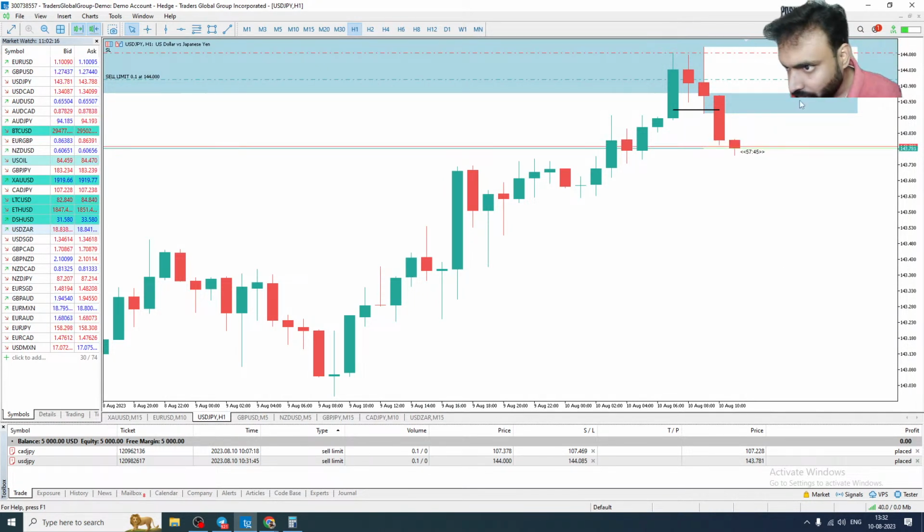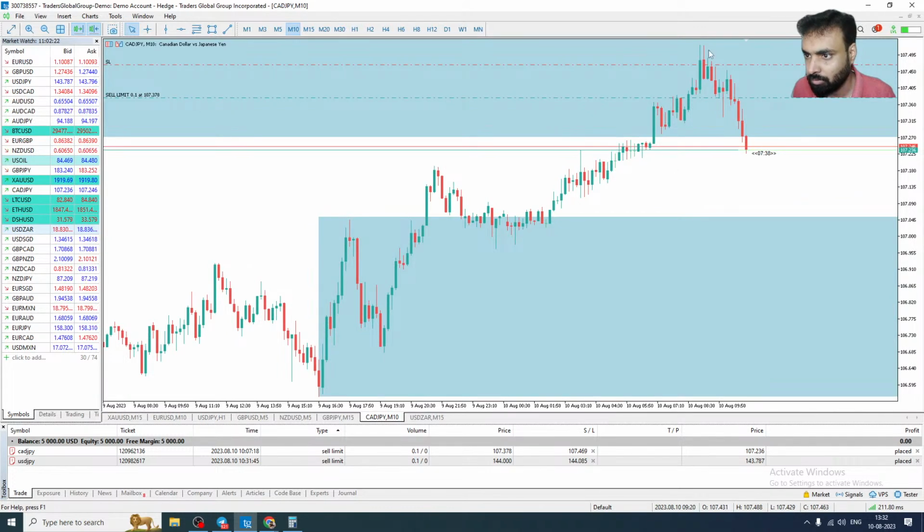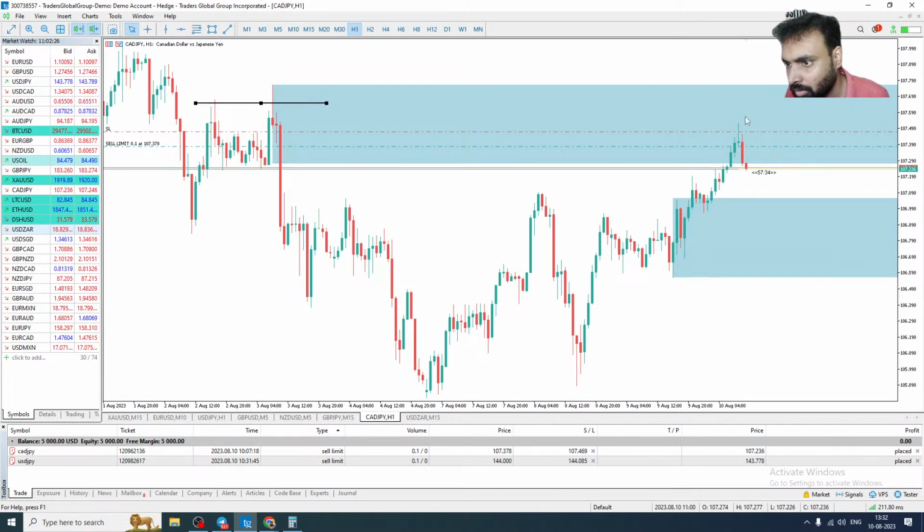And we took 50% here in the GBP JPY, USD JPY, but here we have taken the full. We have not taken the 50%. Here we have taken the full swing low.